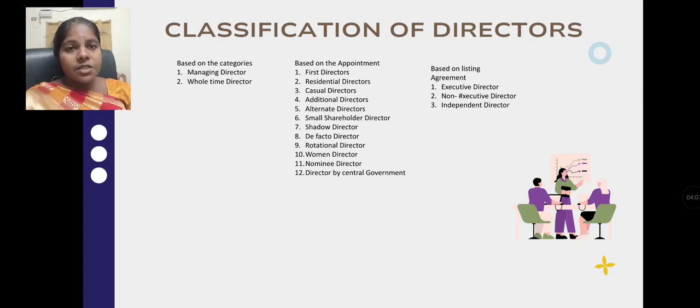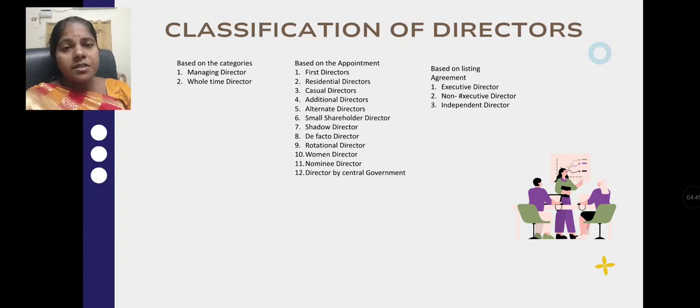Next, moving on to the classification based on appointment. The first one is the first director. Who is a first director? The first director usually would be the promoter of the company, and this person would be appointed either during incorporation or after registration of the company. Next is the resident director. As we have seen already, a resident director is a director who has stayed in the country for about 182 days in the previous year. Then we call the person a resident director.